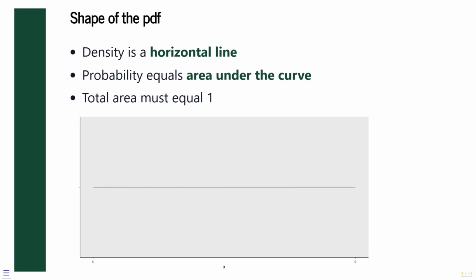Here we focus on the shape of the probability density function for a uniform random variable. Because every value is equally likely, the density appears as a horizontal line over the interval from C to D. Remember that probability corresponds to area under the curve. Even though the graph looks simple, it still must satisfy the fundamental rule that the total area under the density curve equals 1.